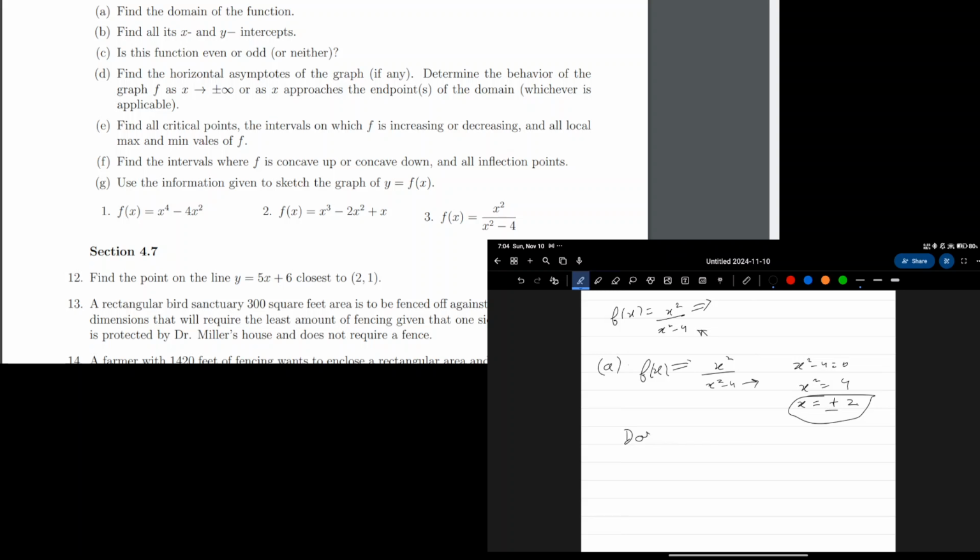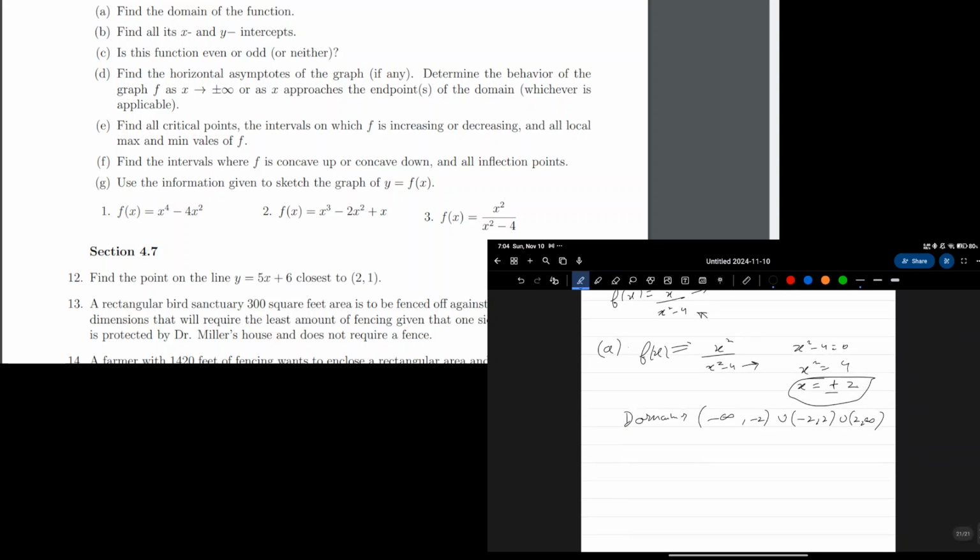So my domain is minus infinity to minus 2, union minus 2 to 2, union 2 to infinity. Alright. Did everybody get that? Perfect. Thanks for the enthusiastic yes.